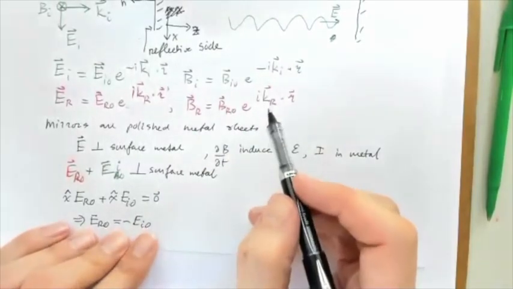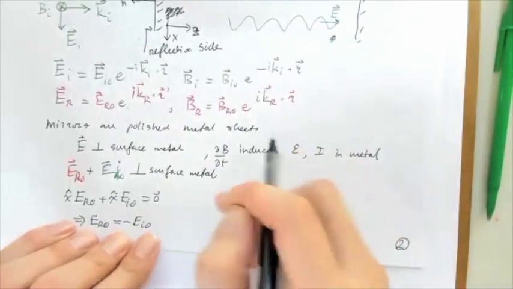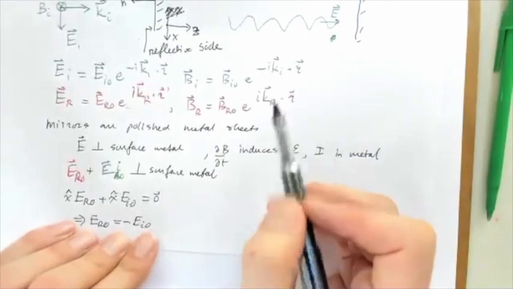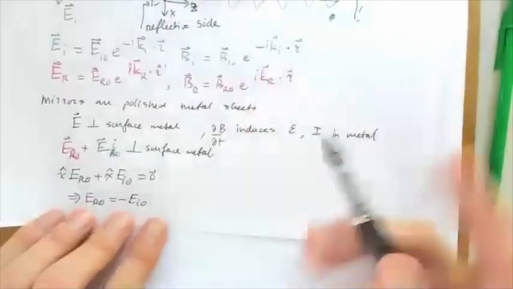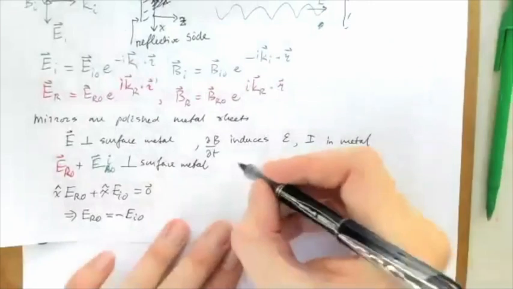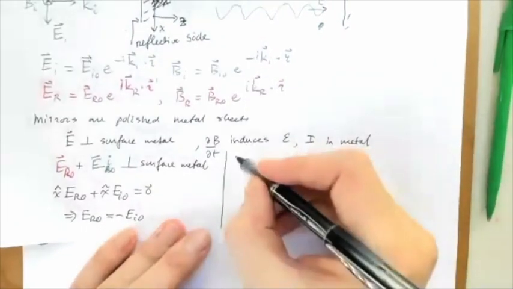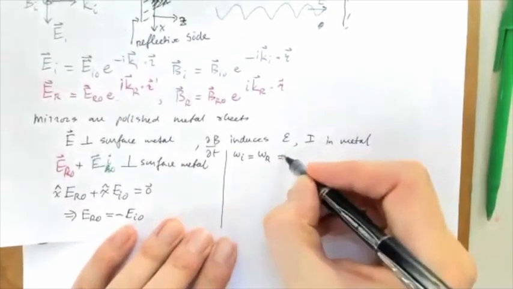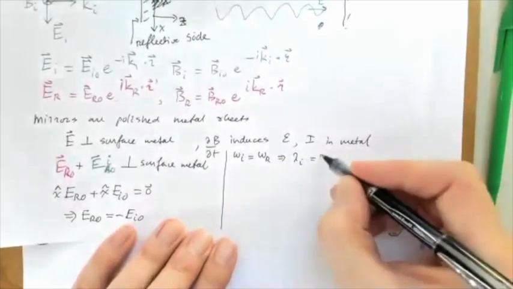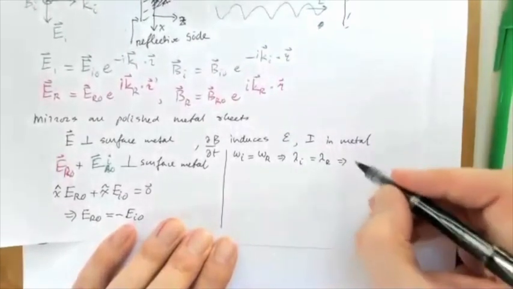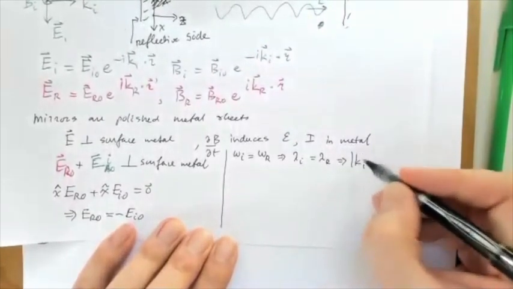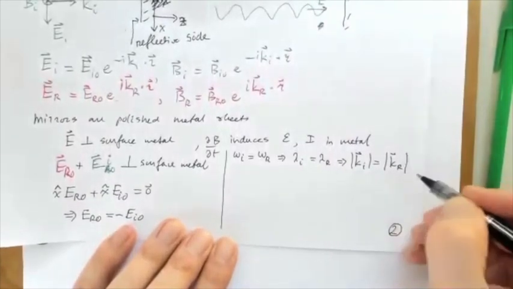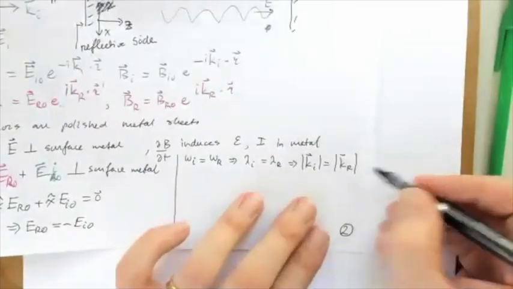The other thing is, if it's not changing the frequency, that means it's not changing the wavelength. So this Ki and this Kr, they're actually the same number. They just point in the opposite direction. So let me put that here. So omega incident is omega r. So therefore lambda incident is lambda r. So therefore K incident is K r. And we can just call it the K vector, or K, whatever you want to call it.